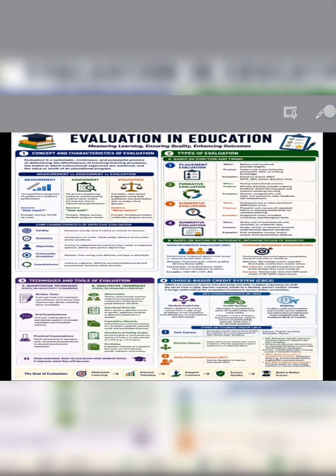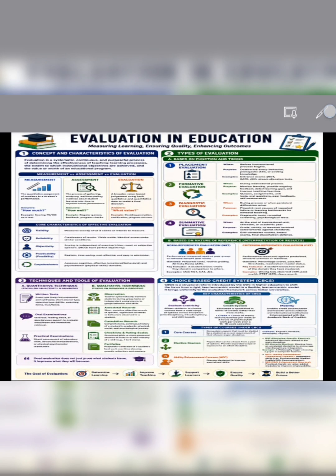First, placement evaluation, done before instructional processes begin to determine initial entry, based on prerequisite skills or existing knowledge. For example, entrance exams like JNU, DU, or top tier eligibility tests like JEE, NET, GATE. Number two, formative evaluation, conducted during the instructional process to monitor learning, provide ongoing feedback, and improve teaching learning strategies. Examples: quizzes, oral assignment, observation, and peer feedback.